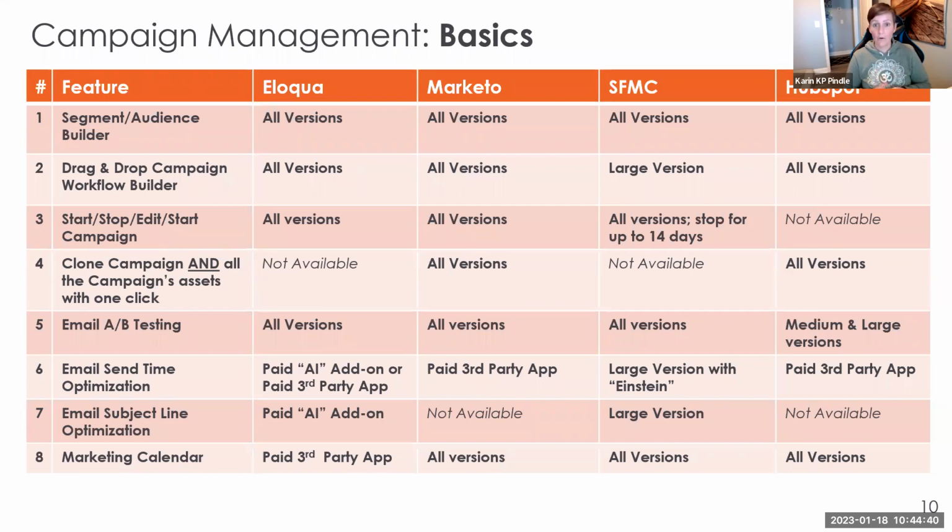Now, Marketo and Salesforce Marketing Cloud and HubSpot all have out of the box, all versions come with it, a marketing calendar view. They don't all have the ability to edit that calendar, but at least you can see a calendar view of your scheduled campaigns. Usually it'll show your completed campaigns. Sometimes it will show your drafted campaigns.